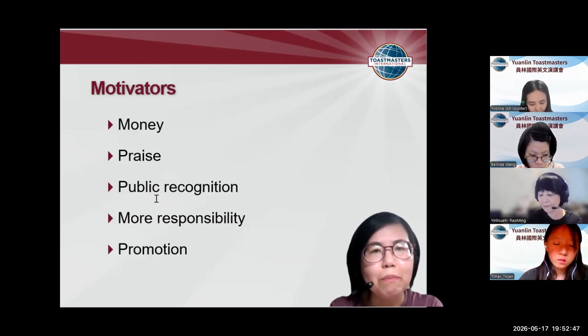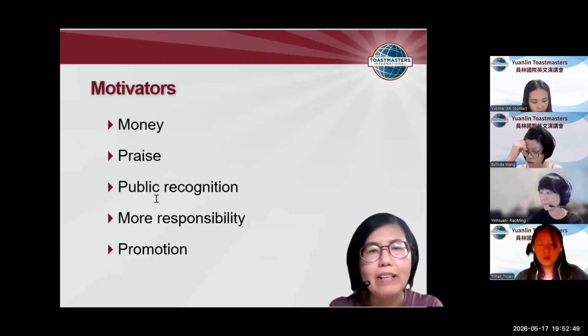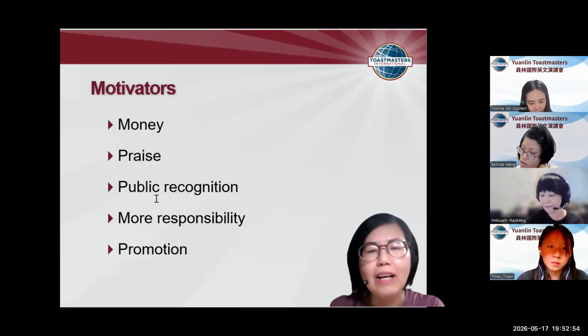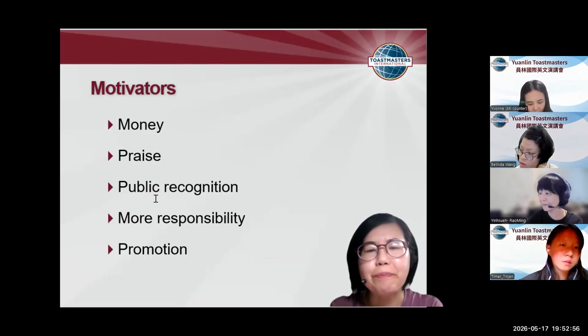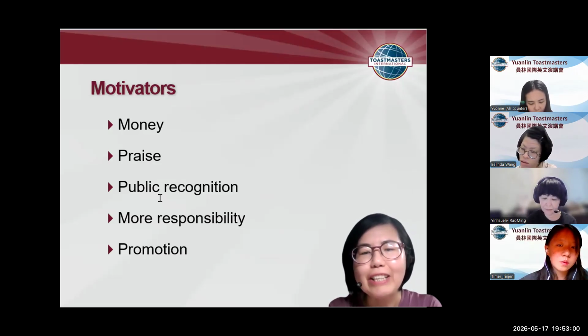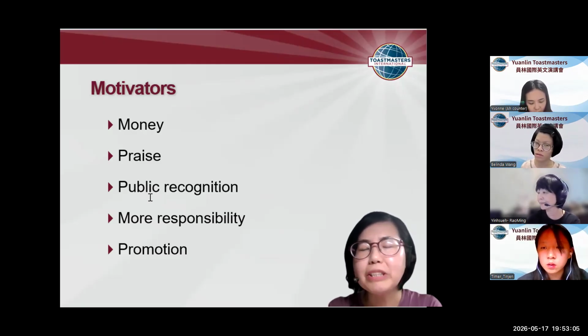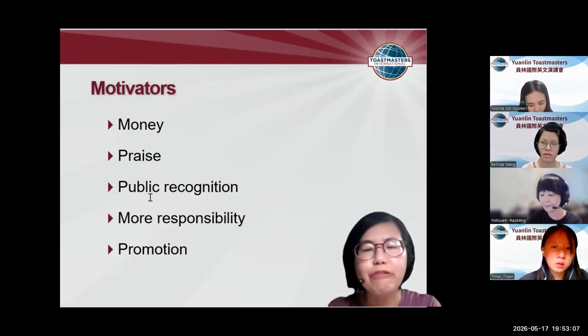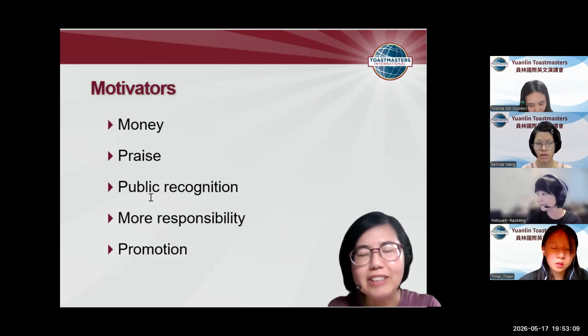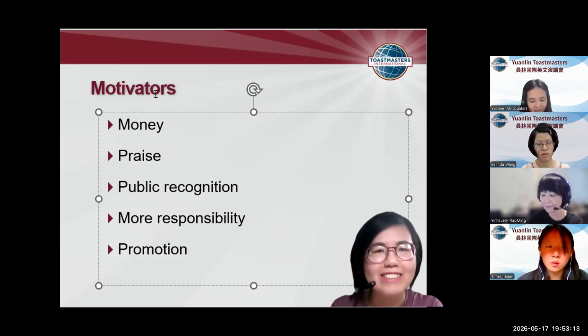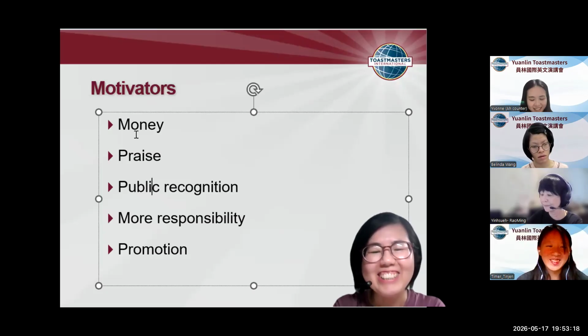Here are the motivators. There are 5. The first one is money. If a boss says, Adam, if you stay at work overtime today, you will receive an extra bonus of $5,000. Will you say yes? Adam? Absolutely, yes. Okay.